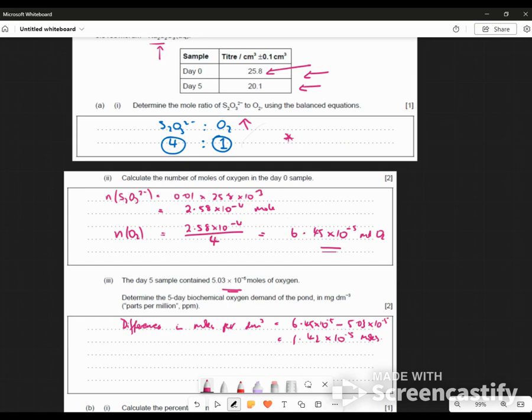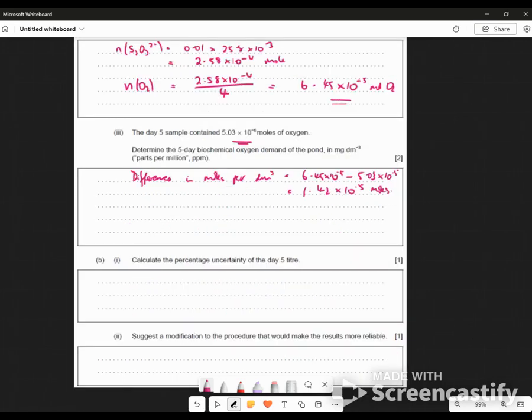And now what I've got to do is ratio that number up, because this is for 300 centimeters cubed. So to ratio that up to a decimeter cubed, we times it by 3 1/3, don't we? So in 1 decimeter cubed, the difference would be 1.42 times 10 to the minus 5 times 1,000 divided by 300. That's 3 1/3, isn't it? So that's ratioing it up.